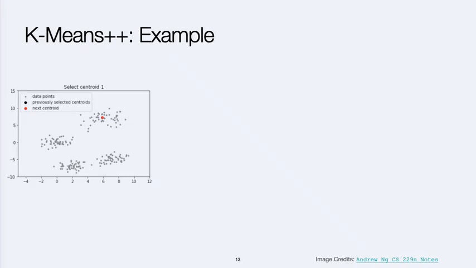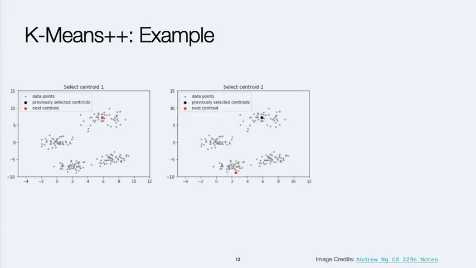We randomly select a data point from all of our data points to be the first centroid, and now we want to select the next centroid. So we compute the distance from all of these different points, create that probability distribution, and then sample a new centroid point. Now we have the new one in red that's way down at the bottom. This occurs with pretty high likelihood because it's very far away from the data point that we had before.